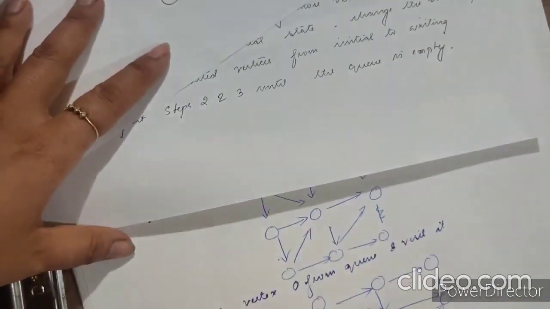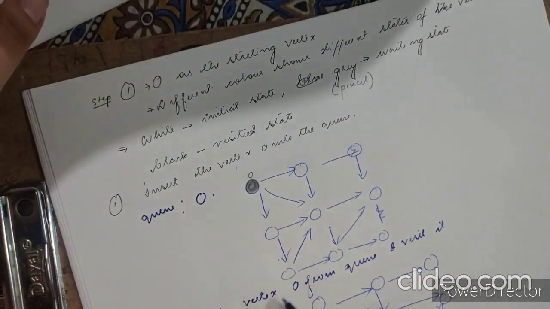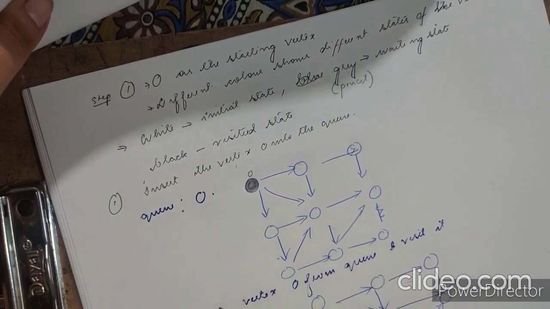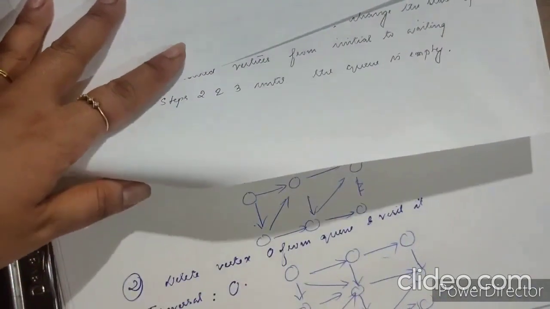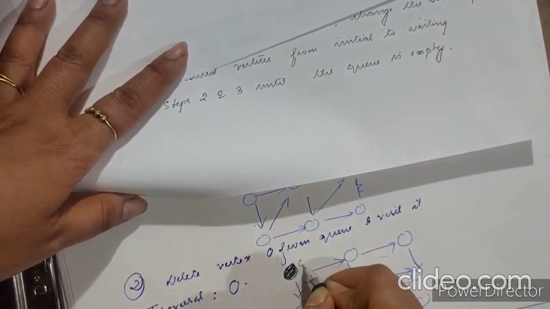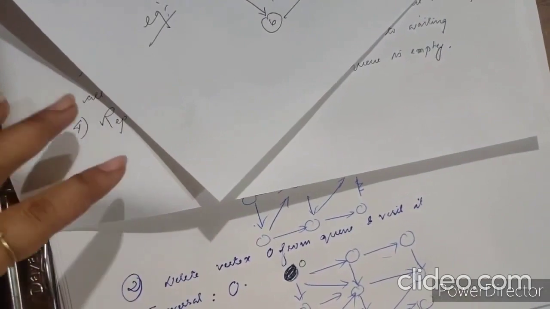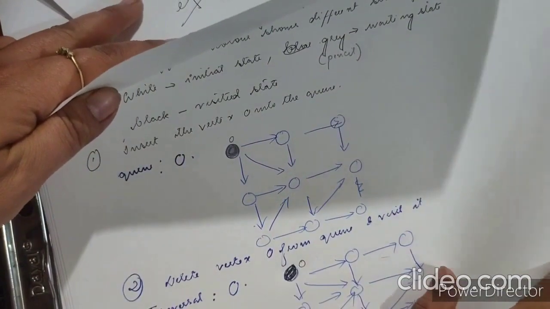So how does the traversal look? When we delete it, it is visited. First we delete 0 from the queue, and mark it as visited. It was in the queue, so it will be deleted and visited. We denote it with the black color, so 0 is already visited. So the traversal will be 0.